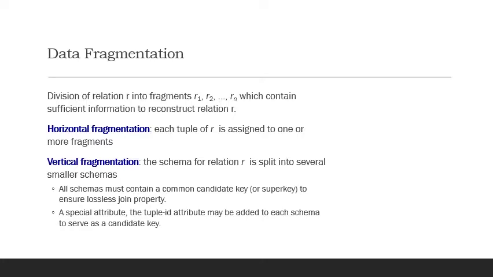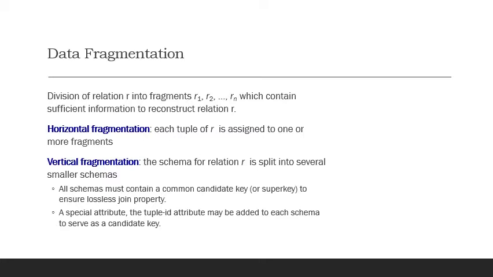Next, let's see data fragmentation. If relation R is fragmented, R is divided into a number of fragments R1, R2, etc. to Rn. These fragments contain sufficient information to allow reconstruction of the original relation R. There are two different schemes for fragmenting a relation: horizontal fragmentation and vertical fragmentation. Horizontal fragmentation splits the relation by assigning each tuple of R to one or more fragments.